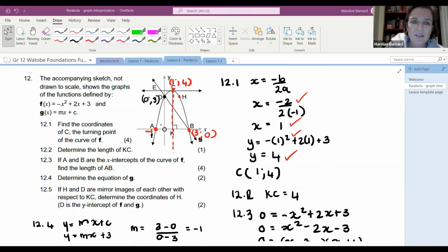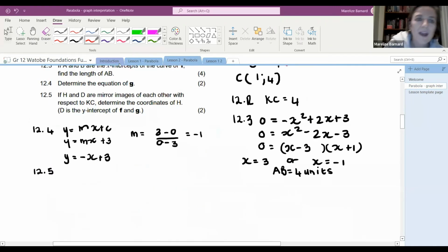Yes, that's right. If we work with the axis of symmetry of the parabola, the distance from the origin to the axis of symmetry is 1, and because D and H are mirror images, they'll share the same y coordinate, and then it will also be another 1 unit horizontally from the axis of symmetry to get the x coordinate of H. So that's going to be 2 and 3 for H.